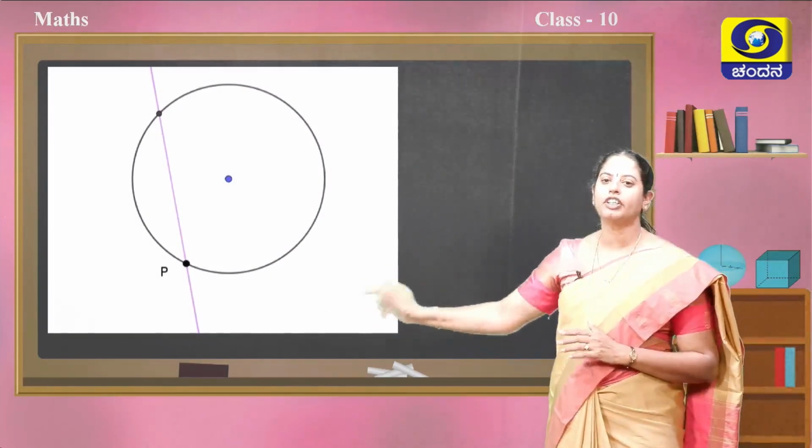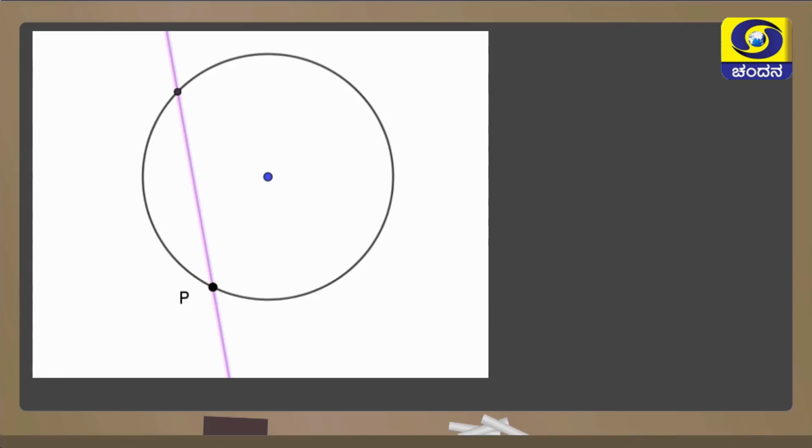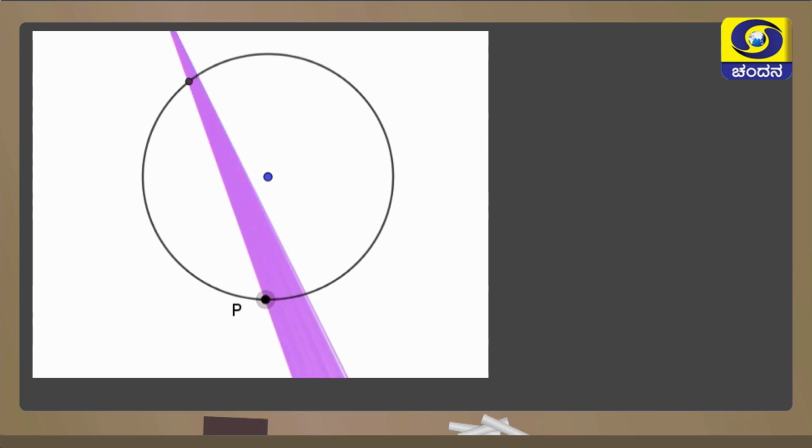Observe this video, children. Now, the secant is moving. As the secant is moves, the distance between the intersecting points is decreasing, and at some point the two intersecting points become only one point. Yes, this is the special case where the secant becomes the tangent.